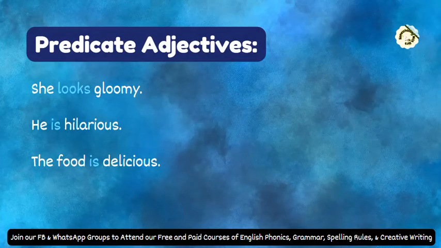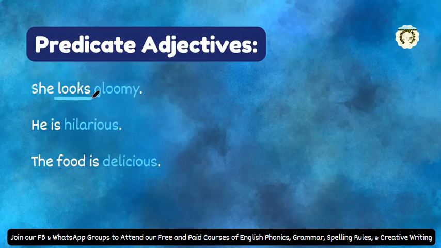Now the second type is predicate adjectives. What are predicate adjectives? They are also very simple. If your adjective is right after the linking verb, she looks gloomy. Now this is verb here, and after verb you have an adjective, so it will be your predicate adjective.